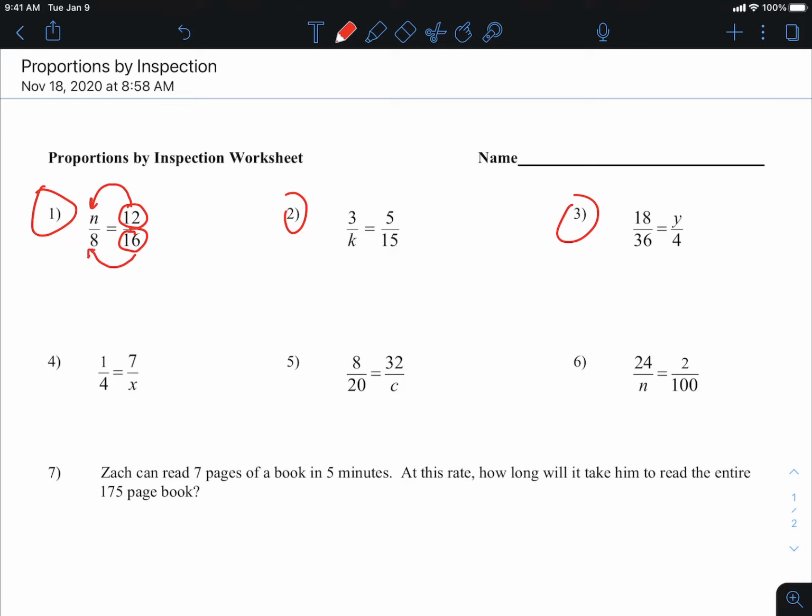So how do I get from 16 to 8? I've got to divide by 2. Well, if I divide by 2 in the bottom, I'm going to have to divide by 2 in the top, which must make, and it doesn't matter to me if you make a question mark, the question mark must equal 12 divided by 2, which is equal to 6. I got 6, but I have no clue because I did not do it that way. I don't remember how I got that answer.